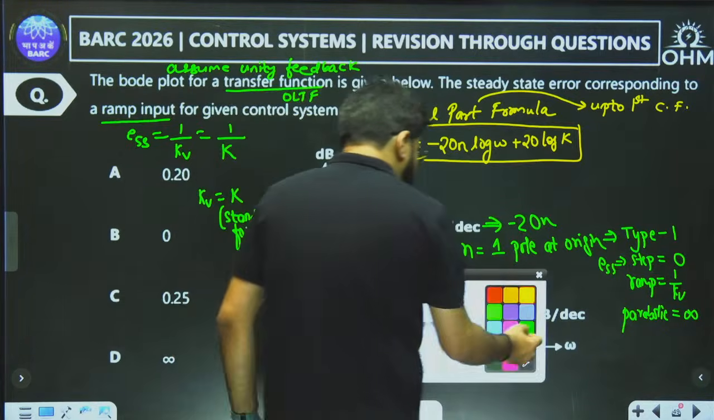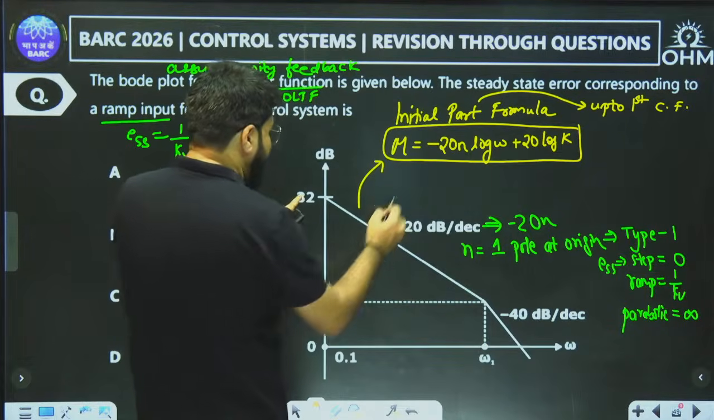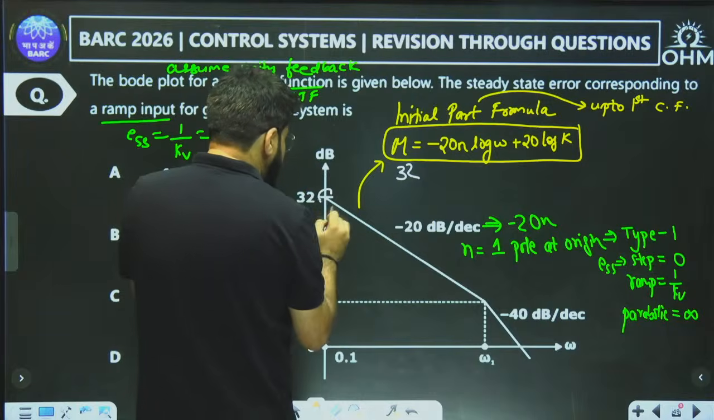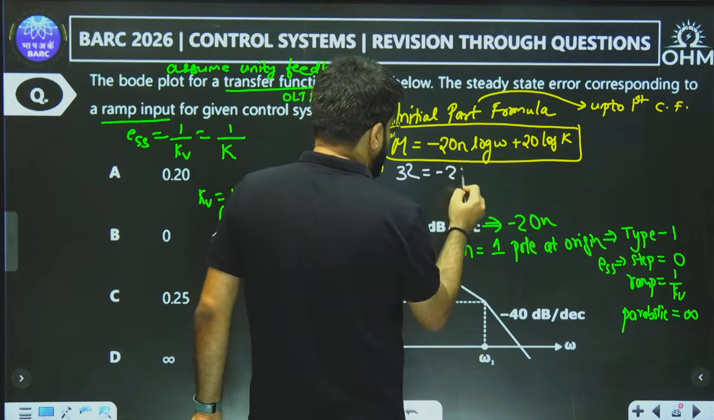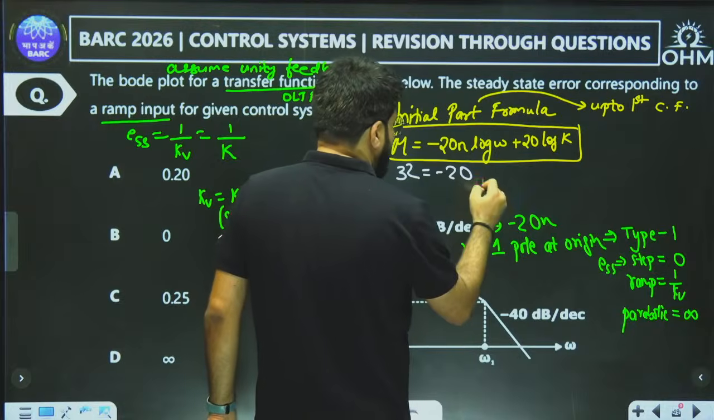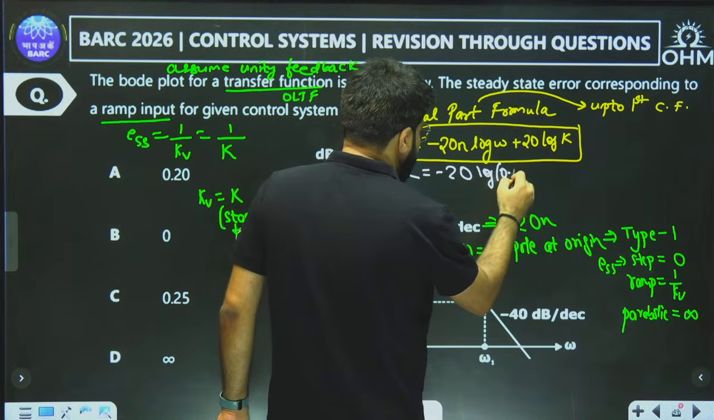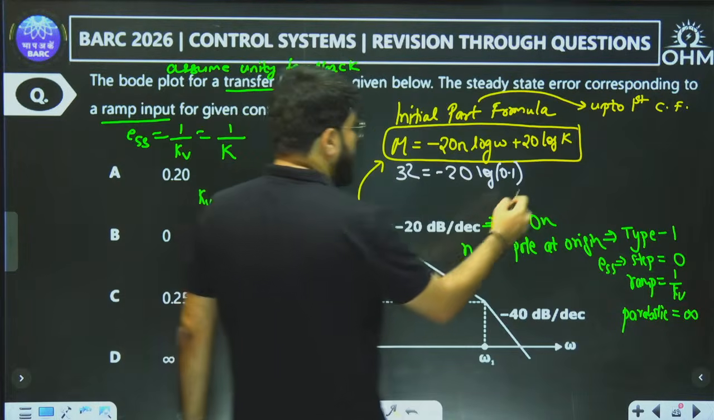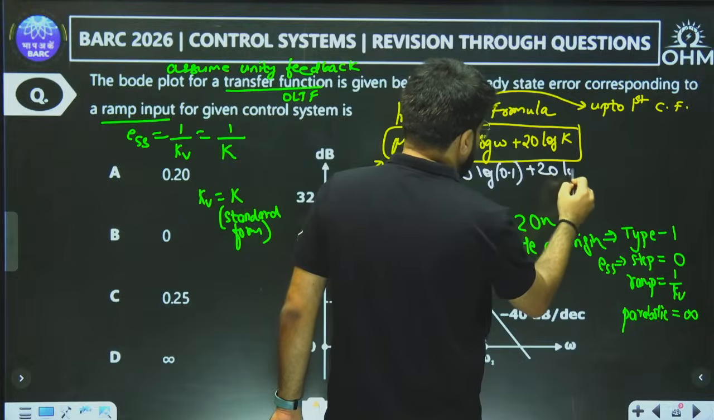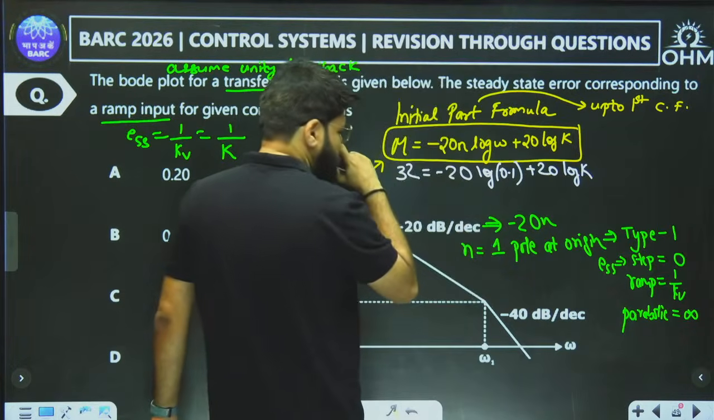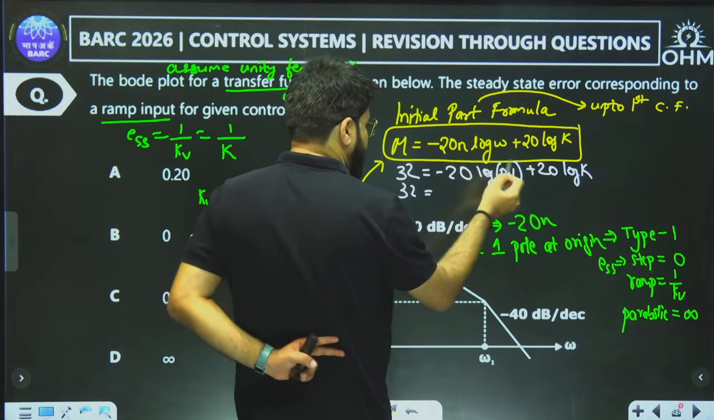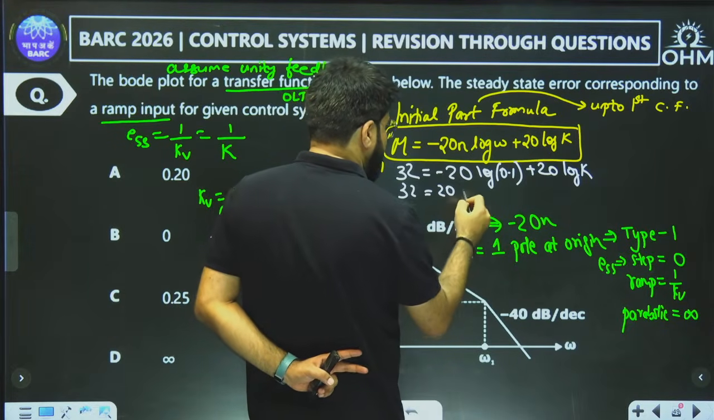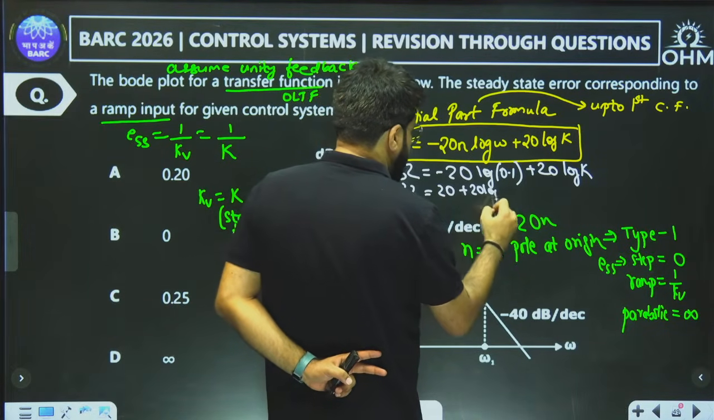So I will use what condition? I will use the magnitude equal to 32 at this point, where omega is given as 0.1. So 32 is minus 20 into n, where n is 1 here, minus 20 into log omega, with omega at this point 0.1, plus 20 log K. Log 0.1 is minus 1, so that becomes plus 20. Minus 20 into minus 1 is 20, plus 20 log K.